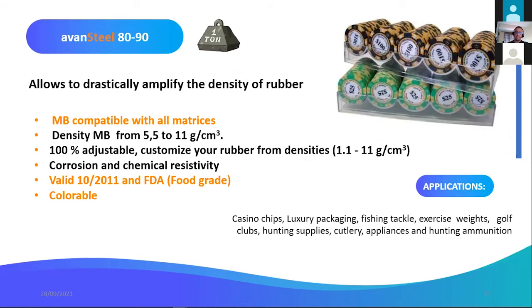Another product is Avansteel 1890. In this case, this is a powder with high density that allows amplifying the density of the rubber for different applications like exercise weights. We have a different range of this type of product, and we can customize the density of the product. It has corrosion and chemical resistivity, is colorable, and also is valid for food grade applications.